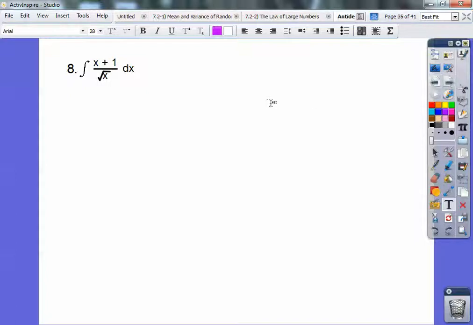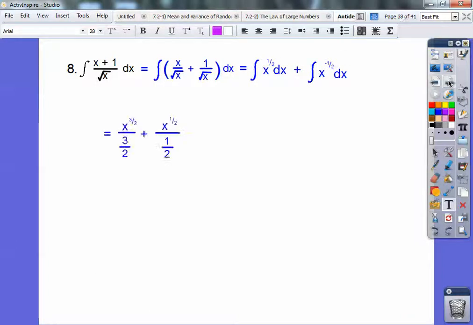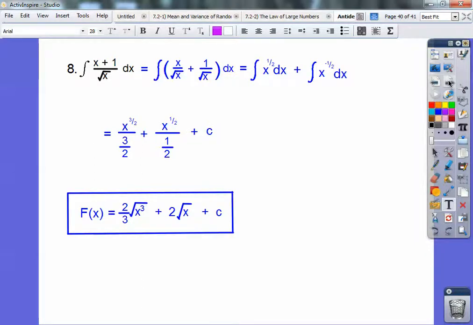All right, when you have a fraction and you have bits and pieces on top, then make each top piece over the denominator. Okay, so x over root x plus 1 over root x. Okay, and then this is x to the 1, this is x to the 1/2, so x to the 1 minus 1/2 becomes x to the positive 1/2, and this one's x to the negative 1/2, and then add an exponent, divide by the exponent. Don't forget your plus c right there. Okay, all right, and then go ahead and flip them up, and there's your final answer. All right, that's easy enough.